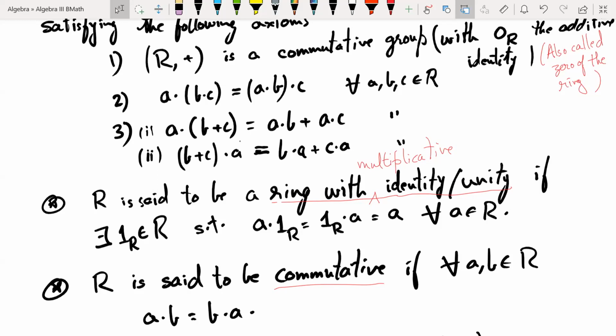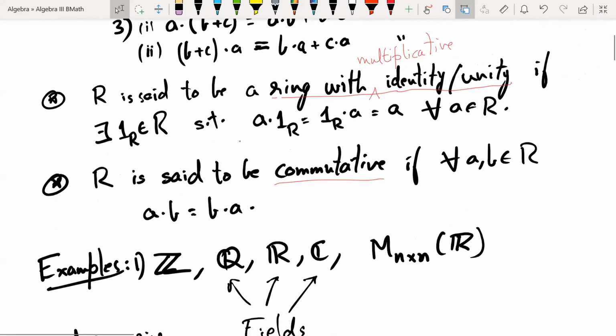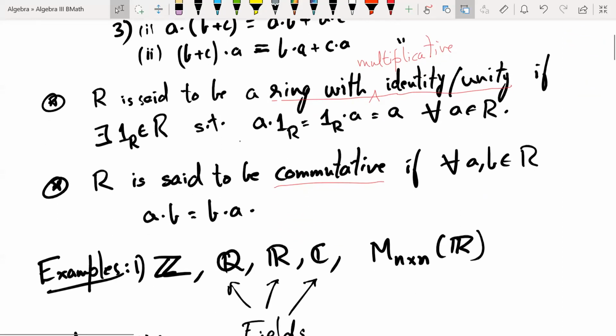Of course, the examples are Z. People studied these objects, integers and rationals and reals and complex numbers, though they didn't call them a ring or a field and so on. So these three are fields and Z is a ring.